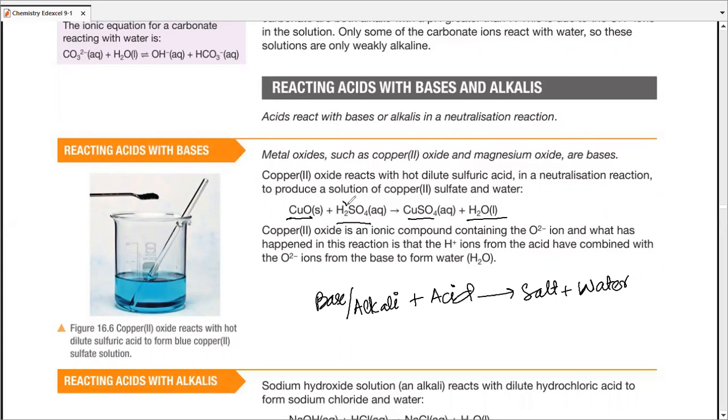How are you going to do it? Take H out of acid, take O out of base, form water with it, combine the rest, positive ion of the base and the negative ion of the acid, and you get your salt.